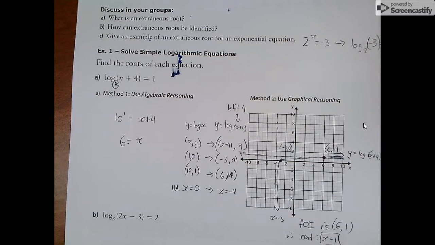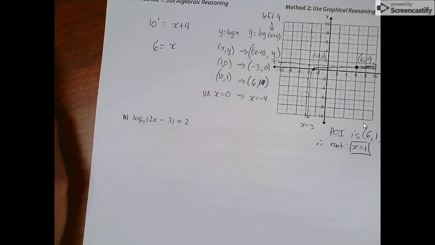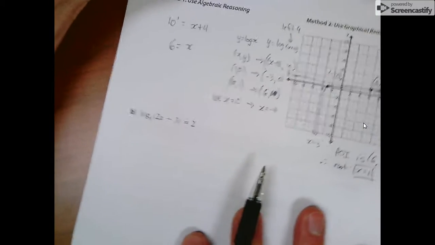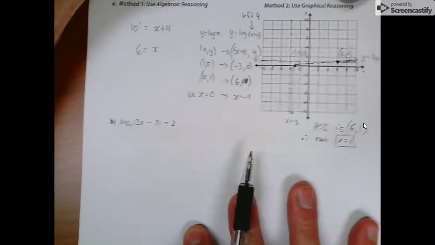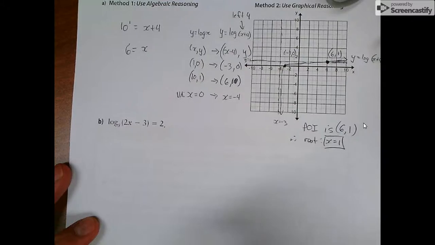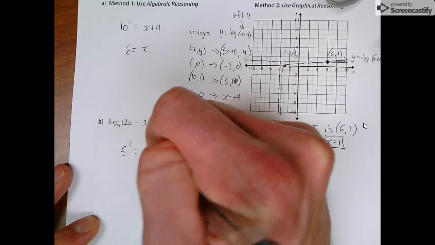Let's do another couple of examples. We'll use mostly algebraic reasoning as it is the most directly solvable. So the algebraic reasoning for this one, we're just going to apply the definition of a logarithm. And we're going to write 5 to the power of 2 is equal to 2x minus 3, which actually results in a very easily solvable equation.